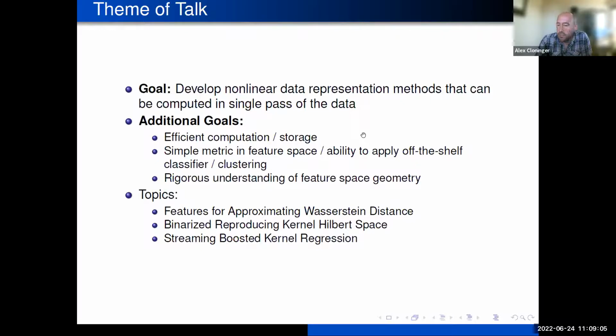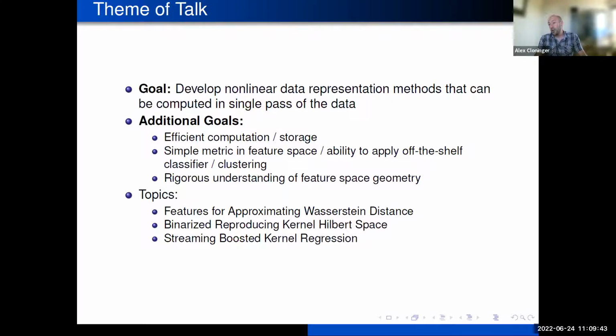And in all of this, I'm going to be talking about how to keep things efficient in terms of computation and storage, but also still trying to understand rigorously what we're doing, and mathematically, what are we really accomplishing? This breaks up into 3 topics, and hopefully I'll be able to get to all 3. If not, I might have to skip the last one. Basically, I'm going to look at features for approximating Wasserstein distance in a single pass of our data, the optimal transport or movers distance. This is distances between distributions.